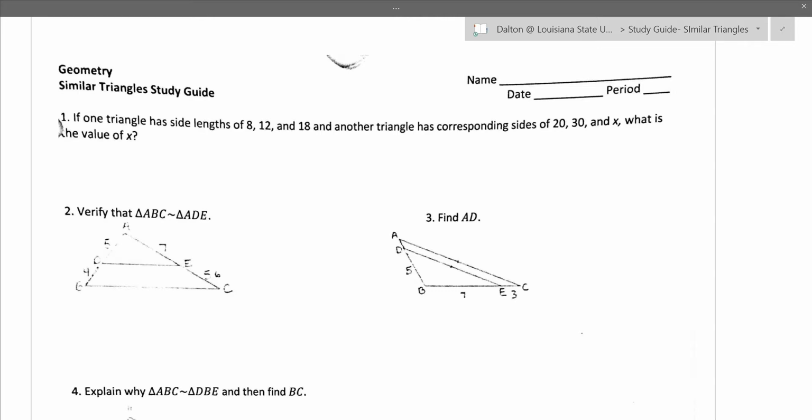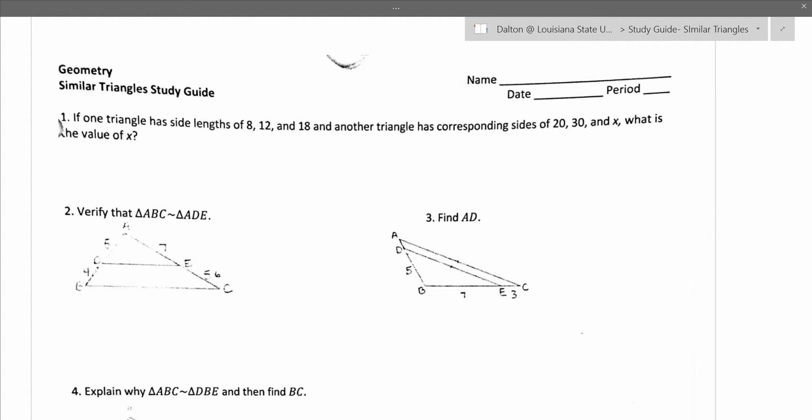Hello folks, this video is going over your similar triangles study guide for your test. Hopefully you've had a chance to do some of these questions on your own and get an idea of your understanding. So we're going to go through each one and I'll explain the best problem solving strategy to solve each one.